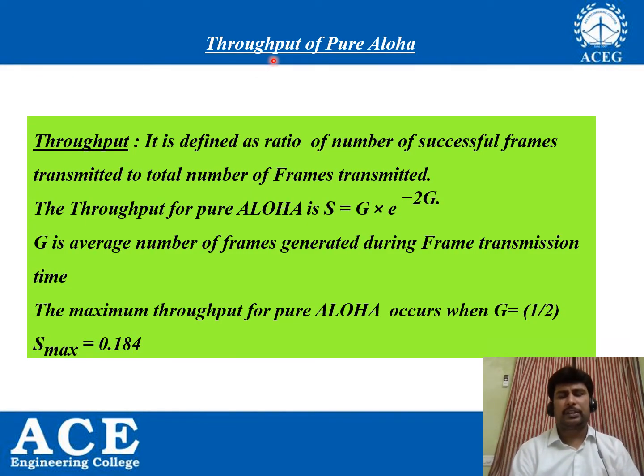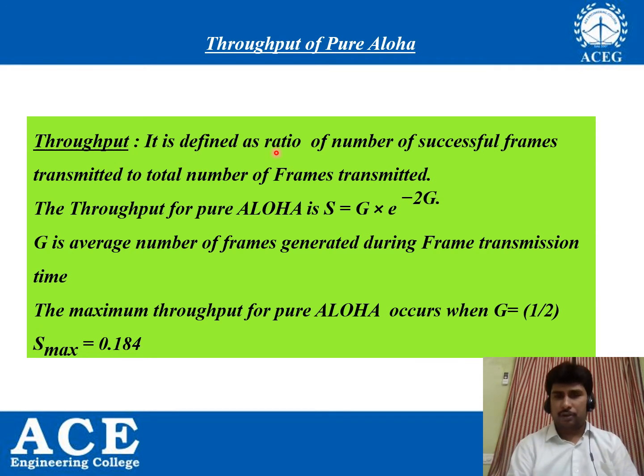Well, so far we tried to understand what we mean by pure Aloha, the procedure followed for pure Aloha, and the vulnerable time of pure Aloha. Now, the last thing we need to know about pure Aloha is the throughput of pure Aloha. But before that, what do we mean by throughput? Throughput is defined as the ratio of the number of successful frames transmitted to the total number of frames transmitted.